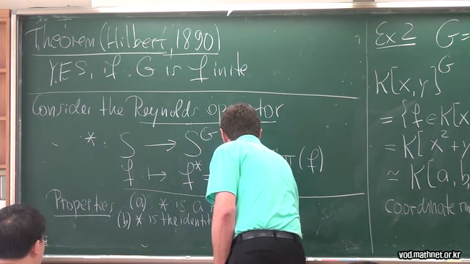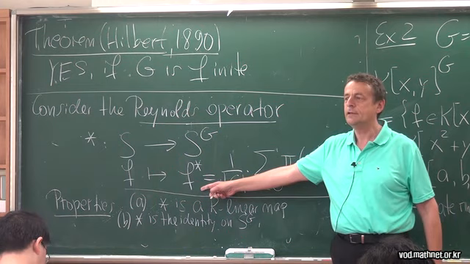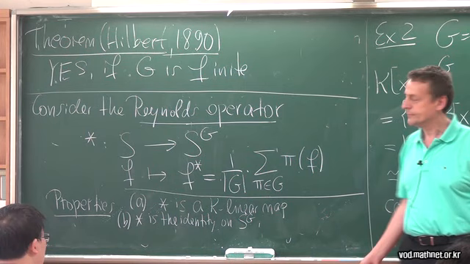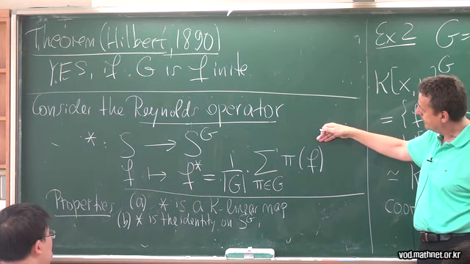B, second property, star is the identity on the image, on S^G. So if you put in a polynomial that's already invariant and you average, you get the same thing back. That's also pretty clear, right? Because then they're all equal: pi of f is equal to f for every pi, and then you add up and divide by the number of times you add.